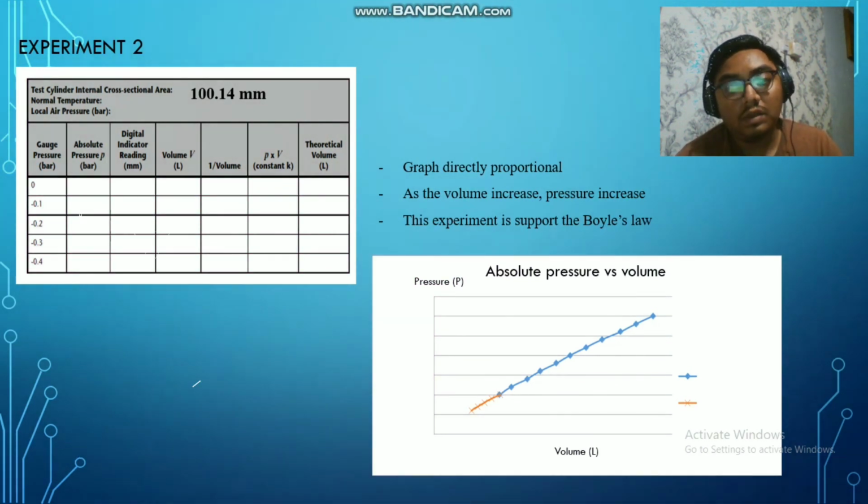This is because this experiment supports Boyle's law, which is P equal to 1 over V. Which is P proportional to 1 over V. As the P increases, V increases.